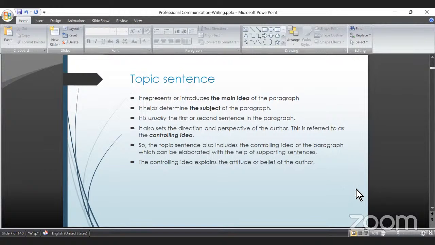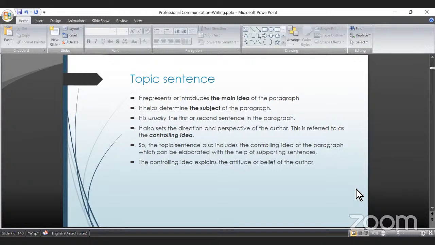Additional functions of the topic sentence: besides introducing you to the main idea or the subject, it also sets the direction or tells you about the perspective of the author, right? So it tells you what direction the paragraph is going to take. Is it going to talk about the positive aspects, or is it going to talk about the negative aspects, or is it going to define something? Is it going to explain something? All of these clues you can catch from the topic sentence itself, right? Because the supporting sentences are basically just an elaboration of what is being claimed in the topic sentence, right?